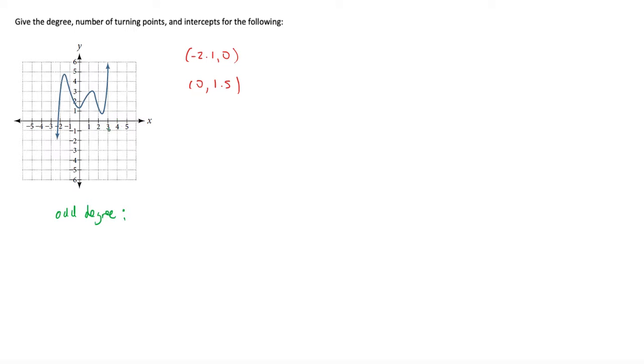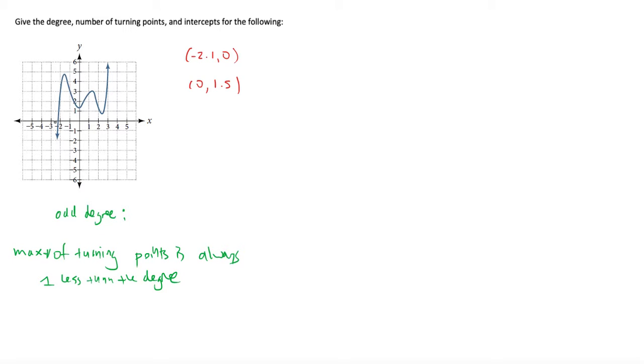Okay? Well then, but wait a minute, how do we know if it's like 3rd degree or 5th degree or 7th degree? Well, the turning points should help us, okay? Remember, the maximum number of turning points is always one less than the degree, okay? So I should write that, the maximum number of turning points. It's possible that it could be not exactly one less, but the maximum number of turning points is always one less than degree.